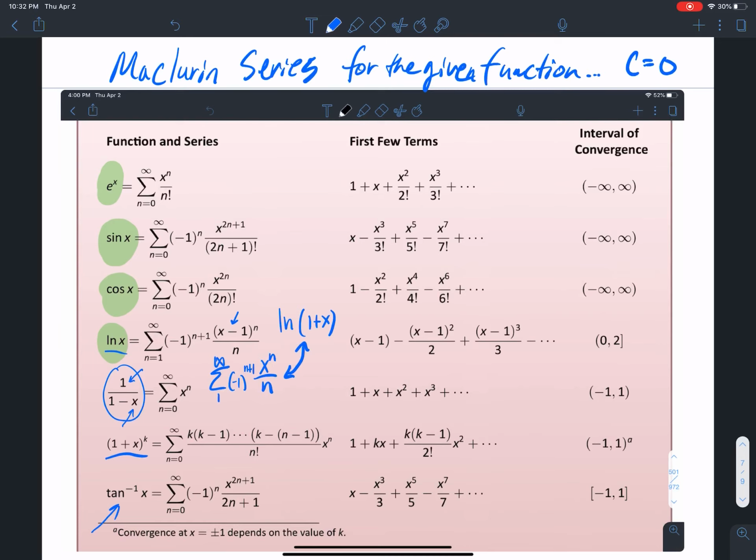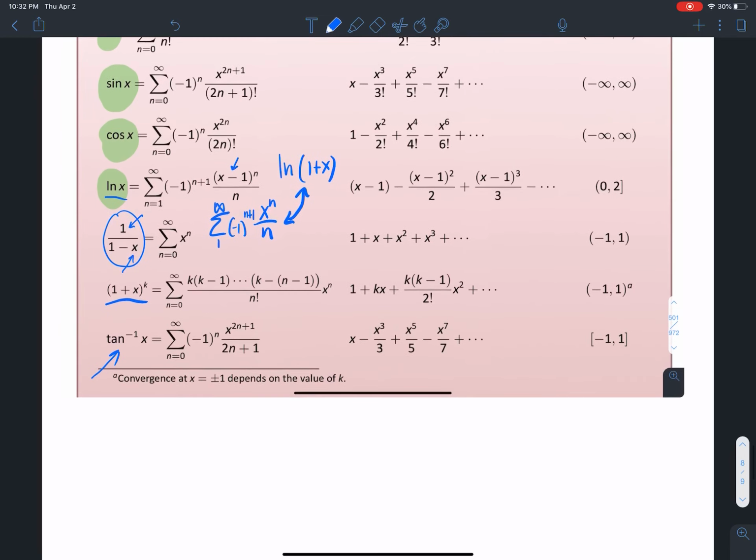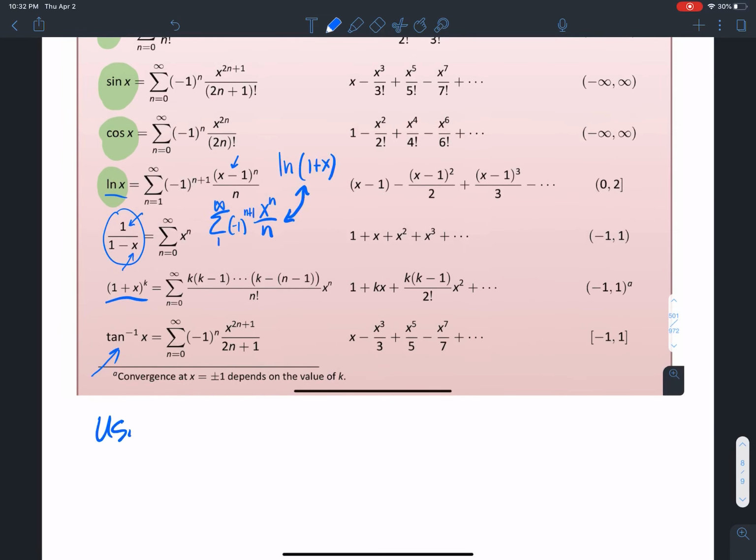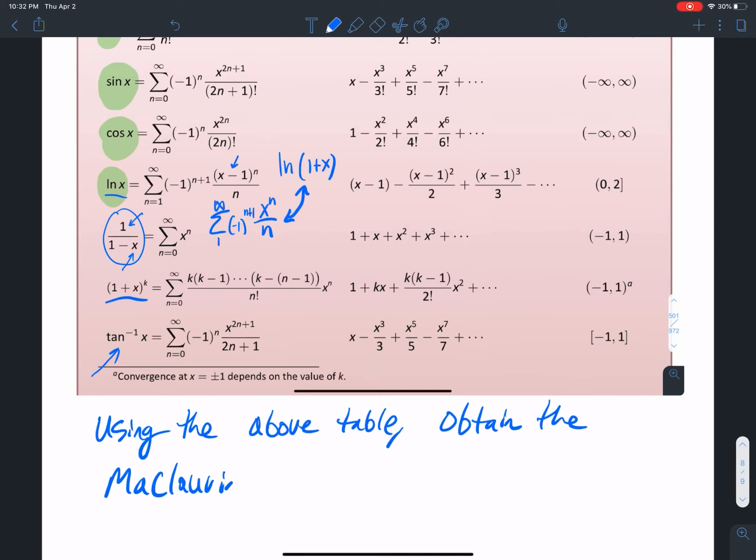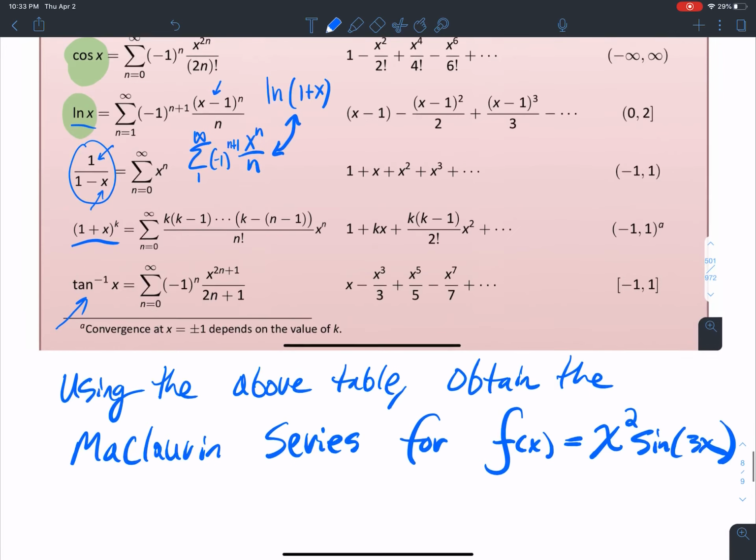All right, so using the above table, obtain the Maclaurin series for f of x equal to x squared sine 3x. Okay, x squared sine 3x.